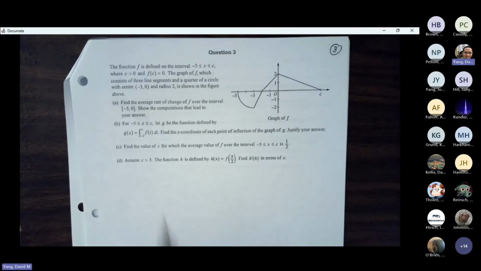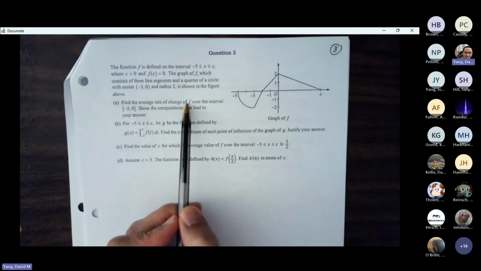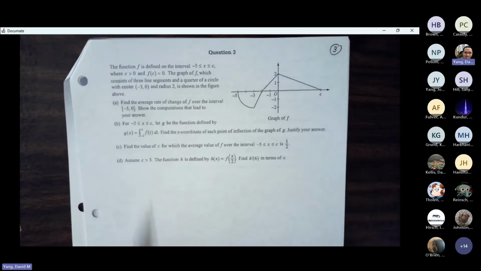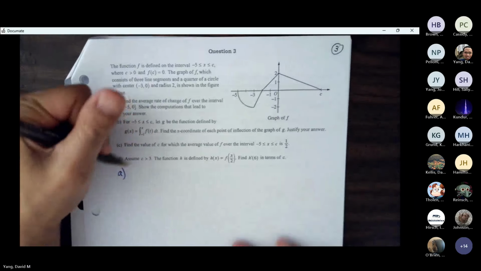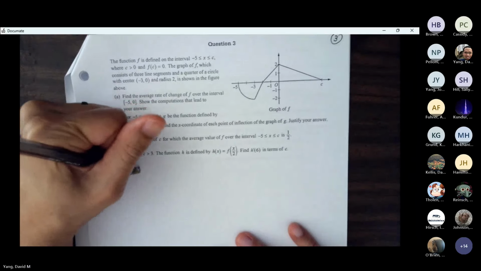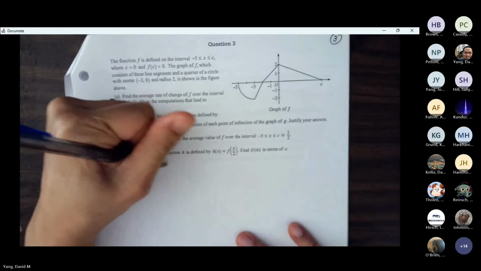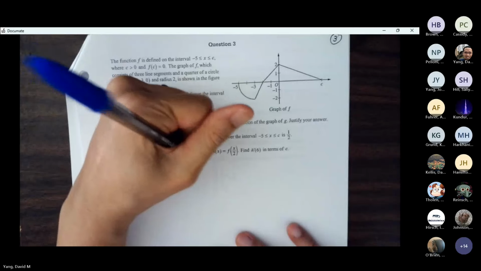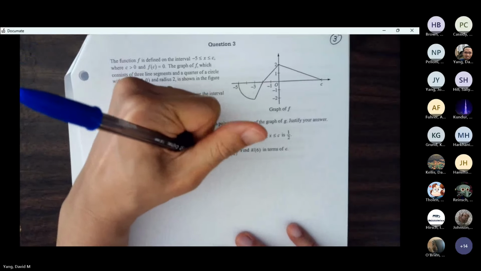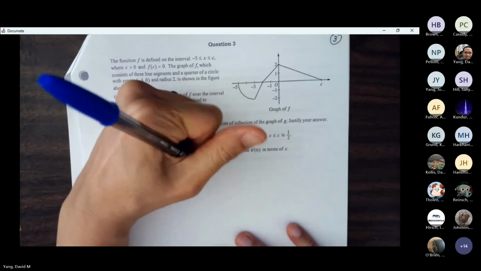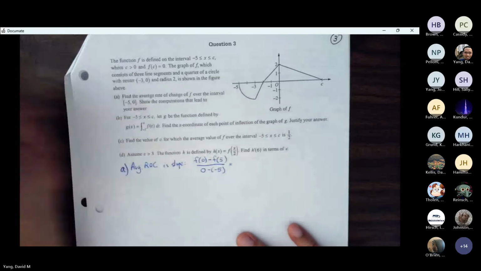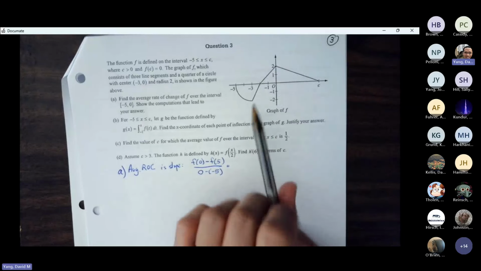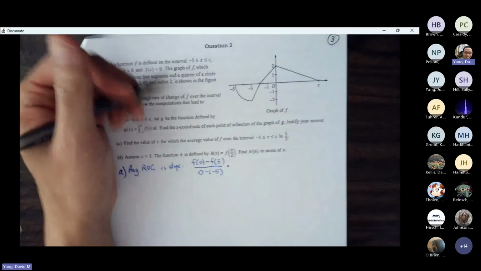So average rate of change. So we want to find the change of f. So that's slope, right? So we're just going to do slope between endpoints here. Okay. So f of 0 is 2, f of -5 is 0.